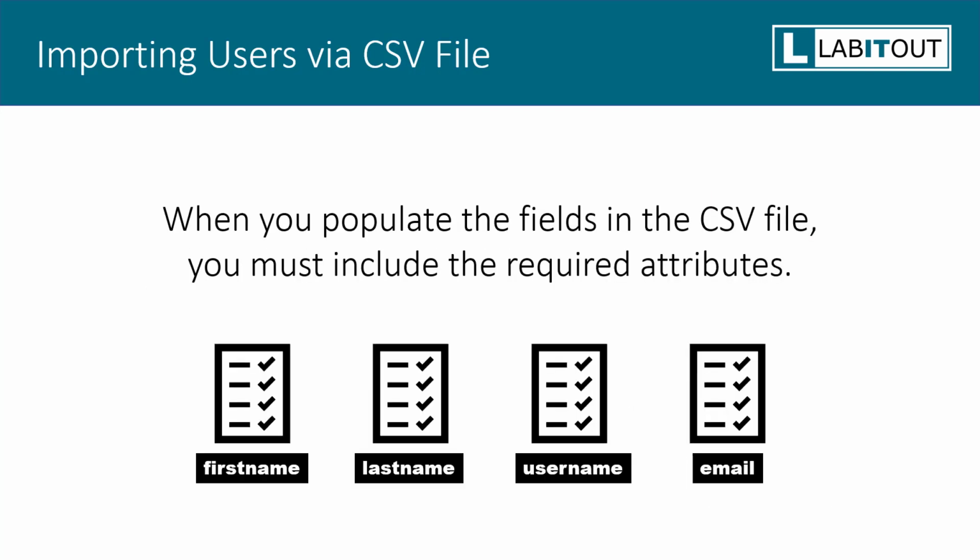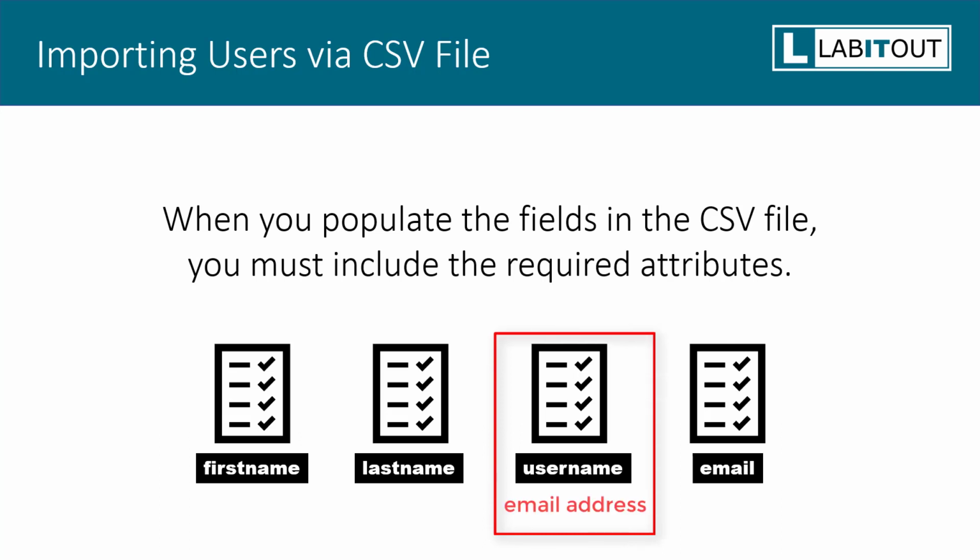When you populate the fields in the CSV file, you need to include those 4 required attributes that we talked about earlier. If you forgot, they include the first name, the last name, login or username, and email address. Now, as I mentioned earlier, the login name or that username I was talking about, that needs to be in the form of an email address.